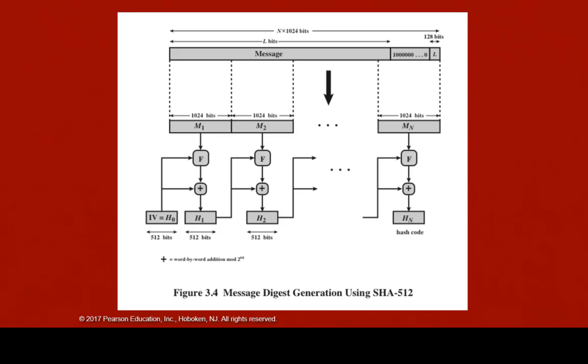Please review the message digest figure. The algorithm takes as input a message with a maximum length of less than 2^128 bits and produces as output a 512-bit message digest. The input is processed in 1024-bit blocks, and the figure depicts the overall processing of a message to produce a digest.